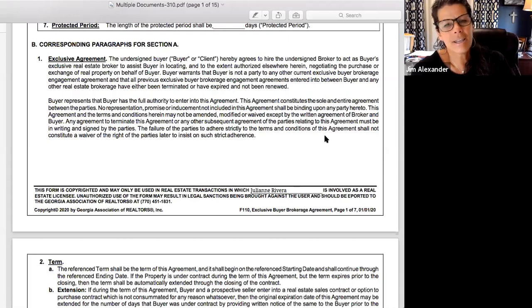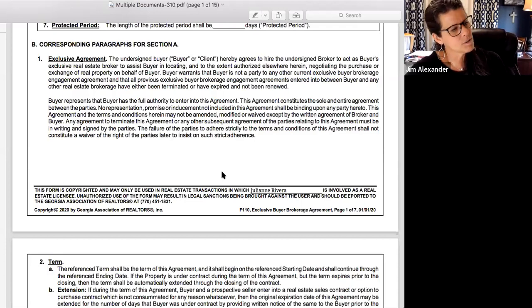Highlight that because that is so important for you to make sure you ask your buyer, because basically it says buyer warrants that buyer is not a party to any other current exclusive buyer brokerage agreement, and that all previous exclusive buyer brokerage agreements entered into between buyer and any other real estate brokers have either been terminated or expired and have not been renewed. That is a very important question to ask your buyers when you start to work with them. So make sure and ask them that question right there.